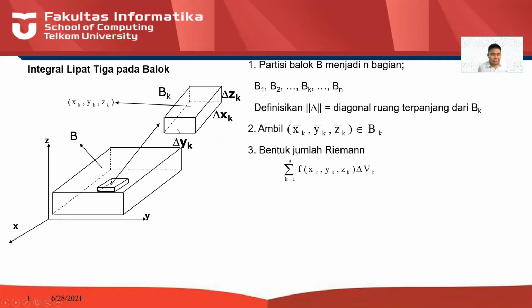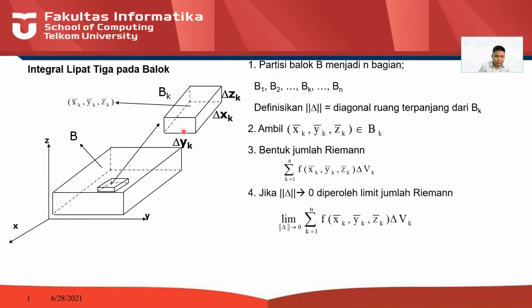If you remember, the volume of Bk, since this is a box, is the width times the length times the height itself: delta x times delta y times delta zk. This is the volume of this box Bk.